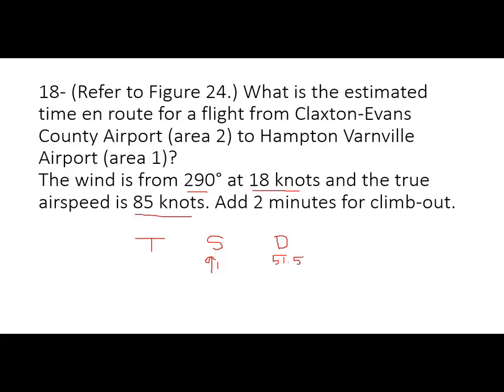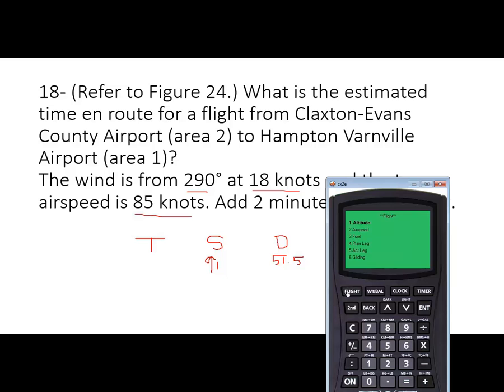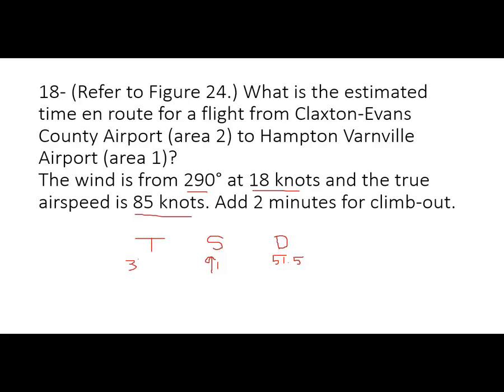So using my CX2, I can go into the leg time menu under plan leg and tell it the distance was 51.5 miles. We're traveling at 91 knots, so it's going to take 33 minutes and 57 seconds. Now, it also said in the question, don't forget to read the full question, add 2 minutes for the climb out. So when you do that, this is going to be 35 minutes and 57 seconds.